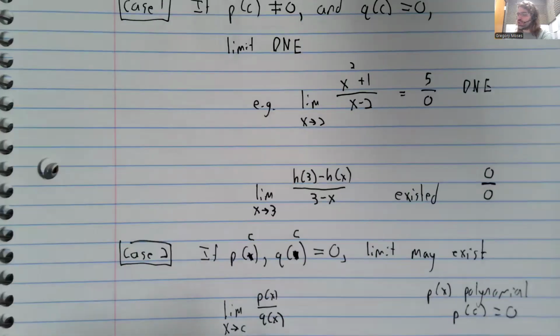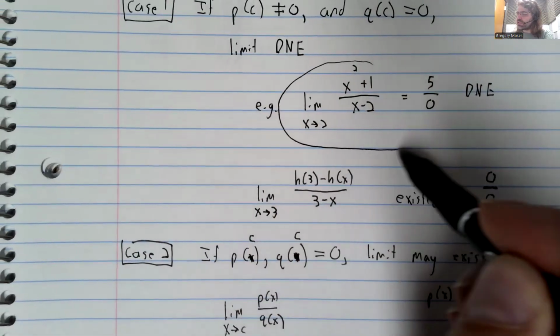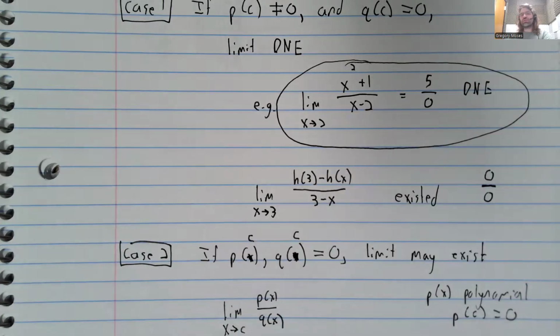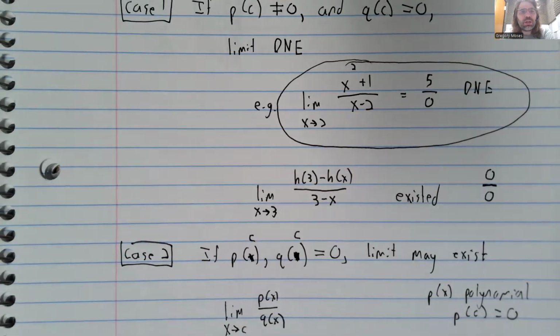Okay, I think conceptually pretty simple video. We mentioned in our last video a limit not existing. We looked at the limit as x approaches 2 of x squared plus 1 over x minus 2, and we observed that the limit didn't exist.